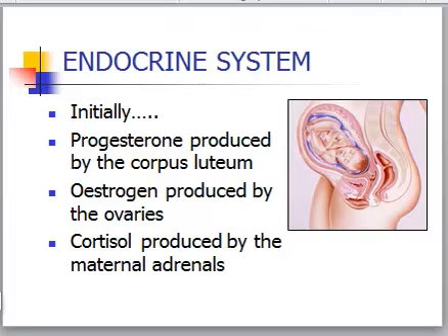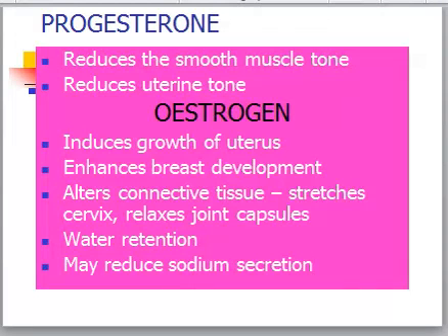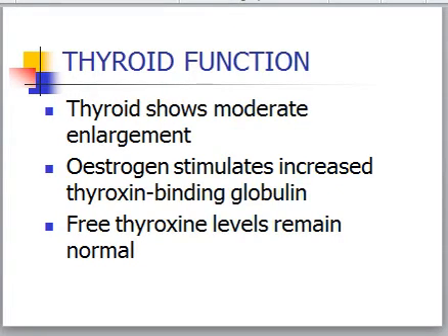Followed by that, we are going to see progesterone and estrogen. Progesterone reduces the smooth muscle tone and the uterine tone, and estrogen induces the growth of the uterus, enhances breast development, alters the connective tissue, stretches the cervix, relaxes the joint capsule, causes water retention, and may reduce sodium secretion also. Here we are going to see about the thyroid function.